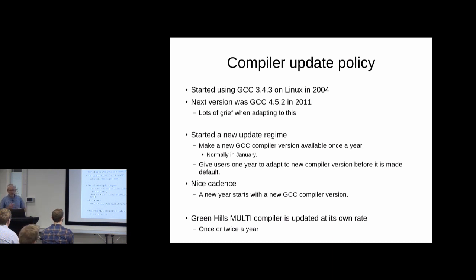So we normally have 3 GCC versions rolling. We have the previous default, we have the default, and the next default. The Multi compiler that comes from Green Hills is updated about once or twice a year, independent of GCC.